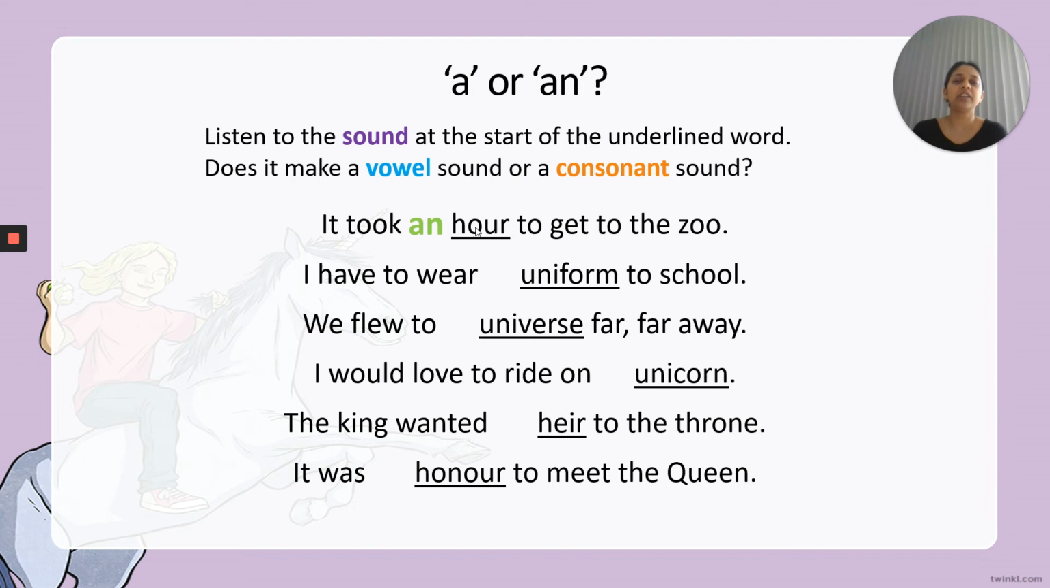I have to wear a uniform. We use a because it doesn't have a vowel sound, but it has a consonant sound, which is a Y sound. So you've got uniform. We flew to a universe far, far away. I would love to ride on a unicorn. The king wanted an heir to the throne. It was an honor to meet the queen.